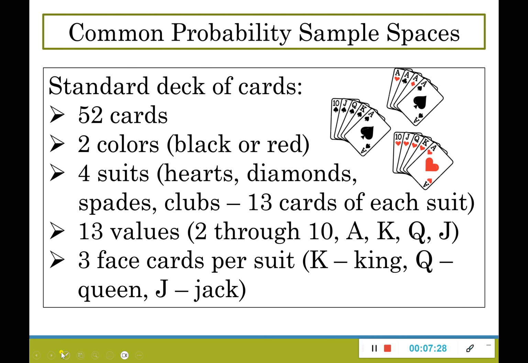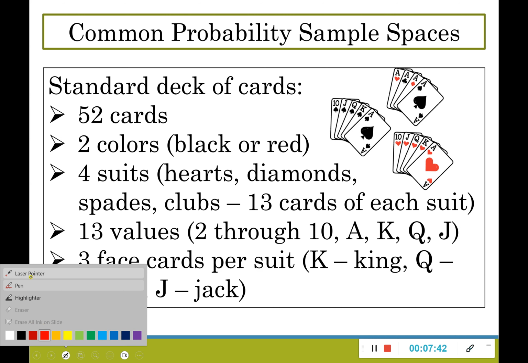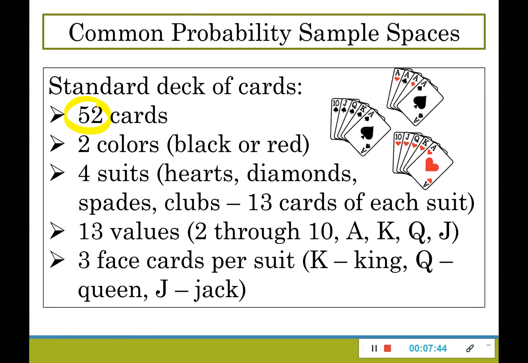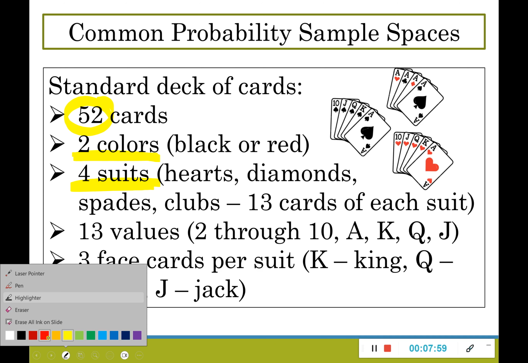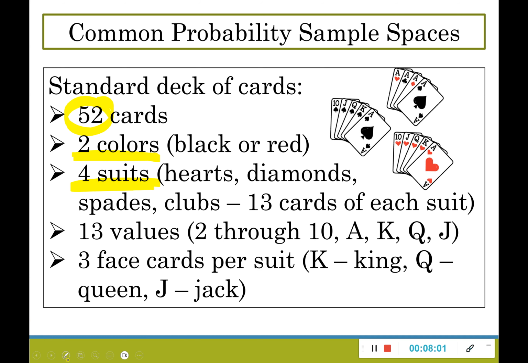All right, next we have common probability sample spaces. When we're working with probability in this class, we're going to work a lot with decks of cards and rolling dice. For cards, some things to know: there are a total of 52 cards in a deck. There are 2 colors, black or red. There are 4 suits, right? So 4 suits: hearts, diamonds, spades, and clubs. Hearts and diamonds are red, and spades and clubs are going to be black, okay?